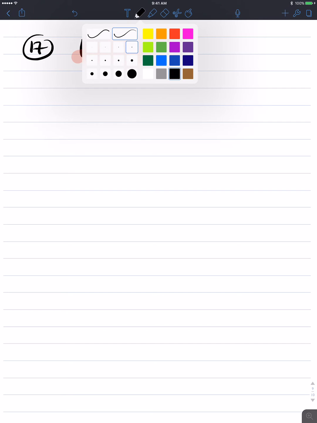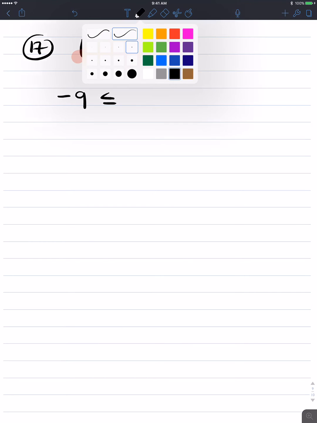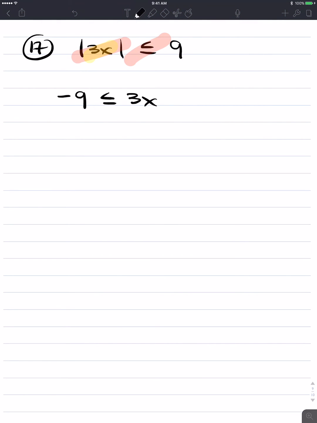Number 17. The absolute value of 3x is less than or equal to 9. Because we have the absolute value being less than, we can use the between situation. Here's what it looks like. Negative 9 is less than or equal to whatever's between the absolute value, which is just 3x. 3x less than or equal to positive 9.